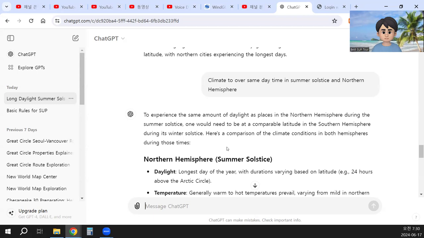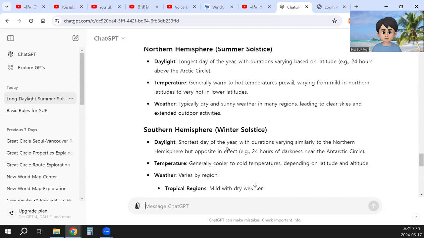Northern Hemisphere summer solstice. Daylight: the longest day of the year, with duration varying based on latitude. Temperature: generally warm to hot, varying from mild in northern latitudes to very hot in lower latitudes.